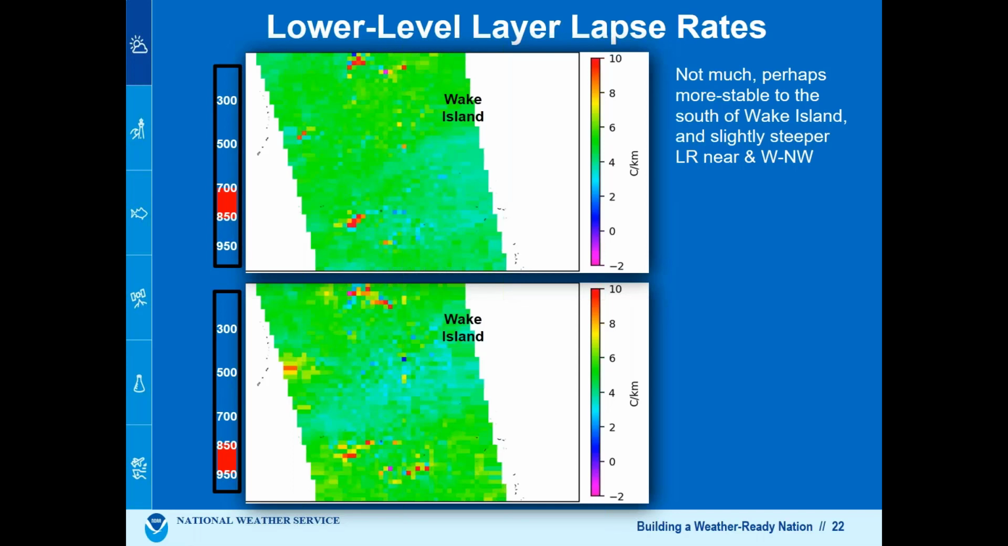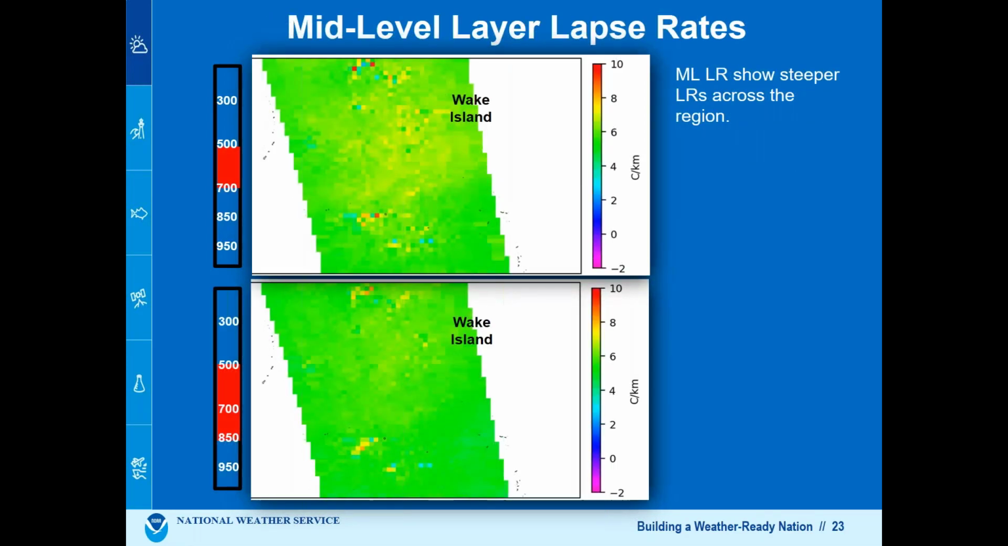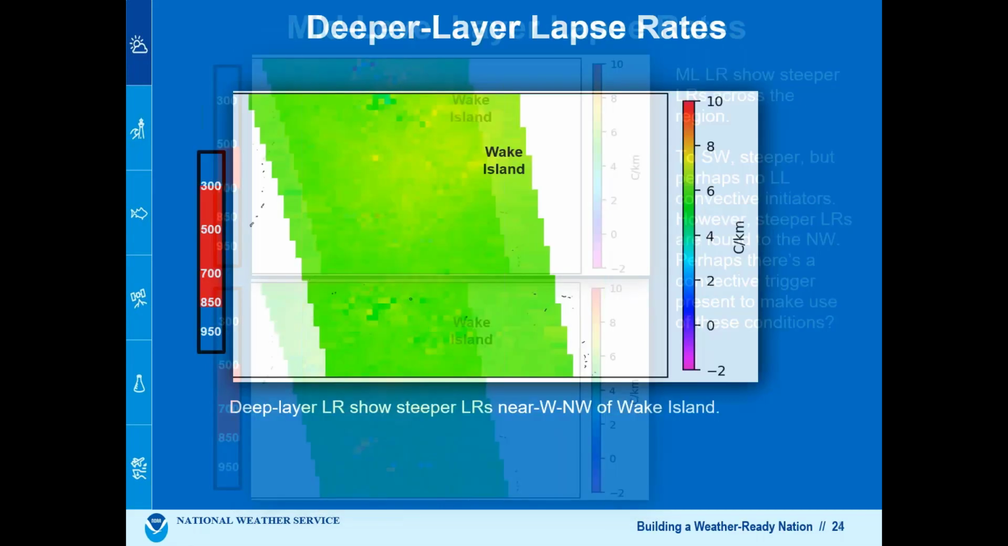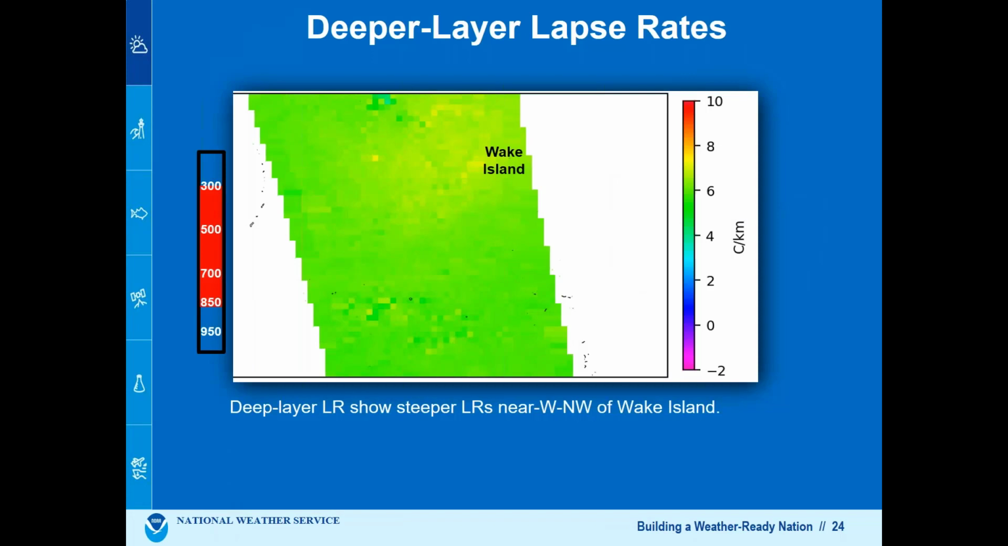But as we start heading into the mid levels, we start seeing a little bit of change, some steepening of the lapse rates, where we're changing from 5 to 6 degrees Celsius per kilometer. We're starting to approach 7, maybe 8 degrees Celsius per kilometer in the mid levels. And so we see that trend to the southwest, to the west, and northwest of Wake Island. And then as we look at the very deep layer, 850 to 300 millibars, we see higher lapse rates to the west and the northwest of Wake Island. So perhaps we got a little bit more priming towards some type of convective outbreak.